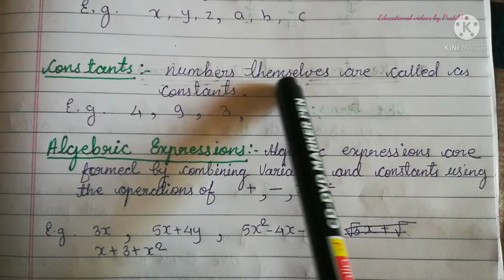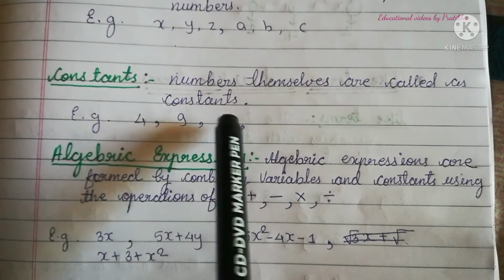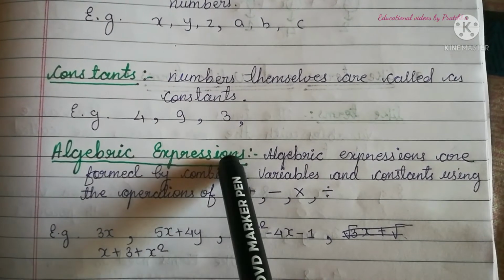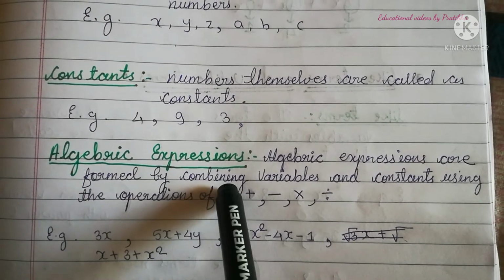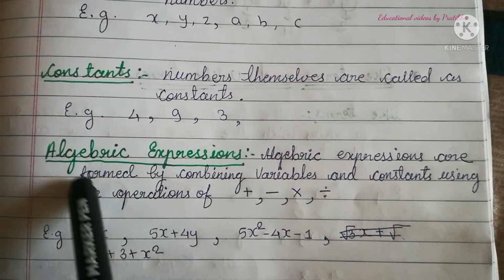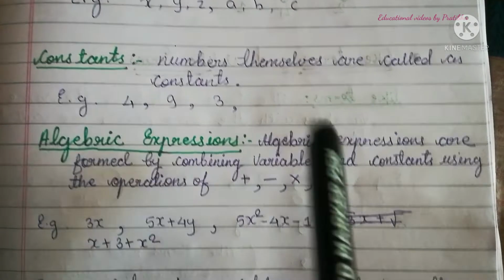The second part is constants. Constants are numbers; the numbers themselves are constant. That is 4, 9 and 3. The numbers without any variable. Algebraic expressions are formed by combining variables and constants using the operations of plus, minus, multiplication and divide.